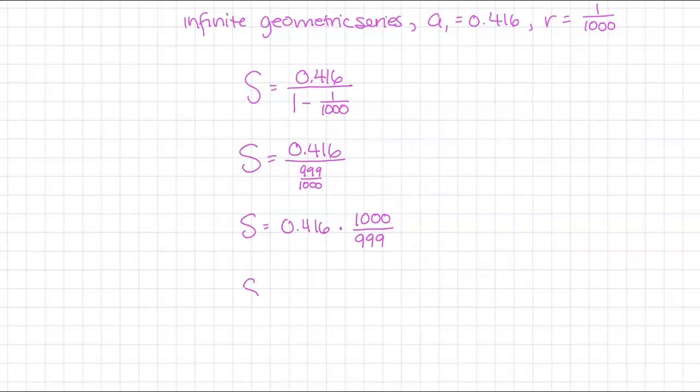And then look at this. We're going to take this decimal and multiply it by 1000. Remember, you put this over 1. You multiply by 1000, you're going to move the decimal place over 3 places. It's going to be 416 over 999. And then see if you can simplify your fraction.